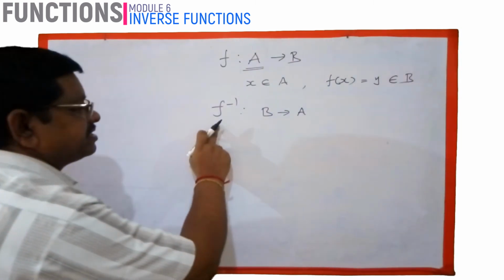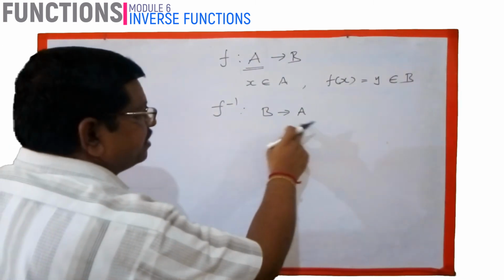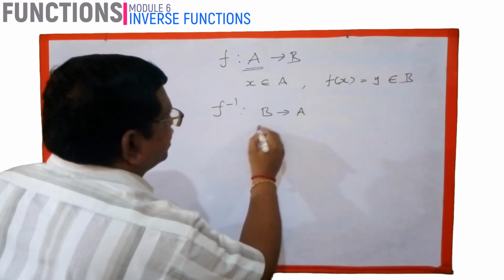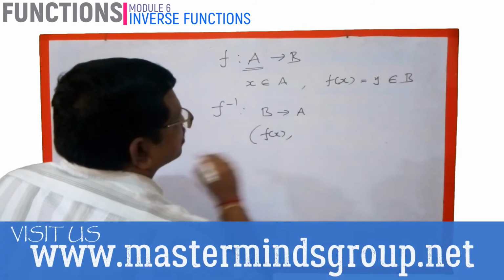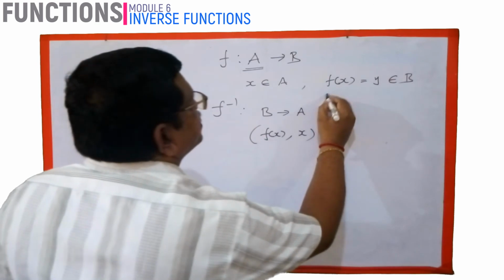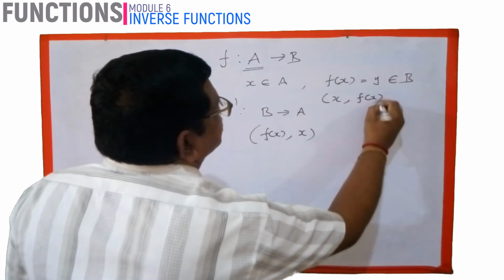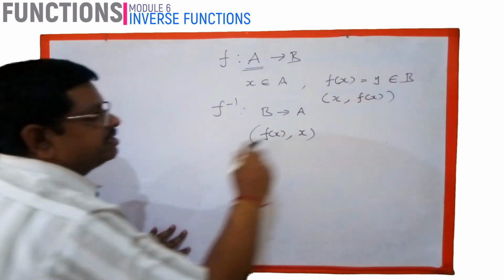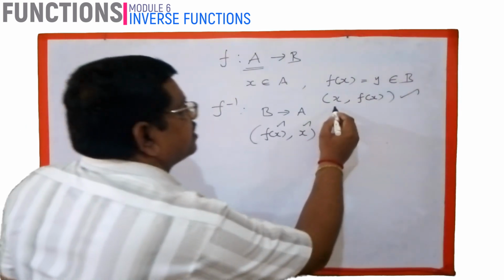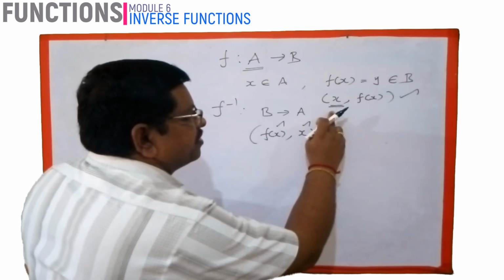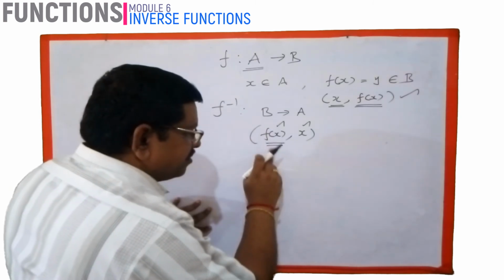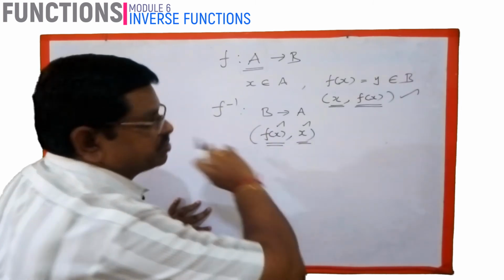Remember, if f inverse is taken, f inverse is from B to A, here B is the domain and A is the codomain. So here the elements will be f of x comma x, and in the function f we will have the elements x comma f of x. Check the two ordered pairs. Here x comma f of x, x is the element, f of x is the image. Here this is element, this is image, and there this is the domain and this is the image, just opposite.